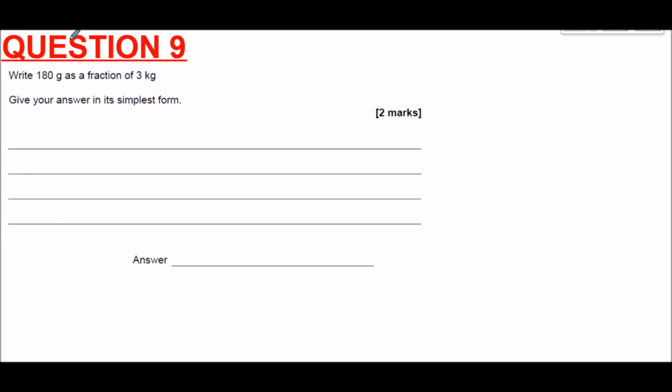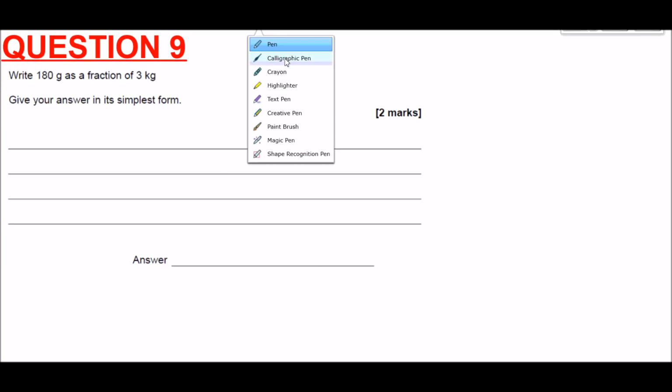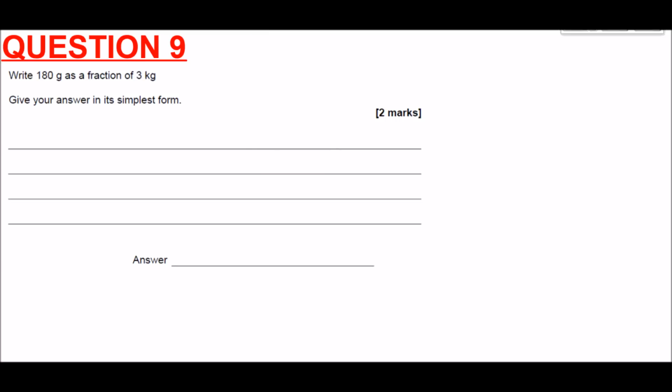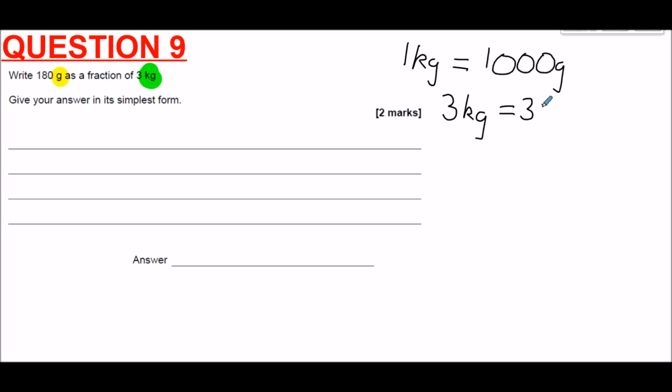Question 9. Write 180 grams as a fraction of 3 kilograms. Before we do anything though, just notice the difference in units. One, we're talking about grams. The other, we're talking about kilograms. So this is potentially a trap. We need to make sure the units are consistent. So we need to remember how many grams make a kilogram. And the answer to that is there's 1,000 grams in every kilogram. So if 1 kilogram is 1,000 grams, then 3 kilograms, like we've got here, is 3,000 grams.